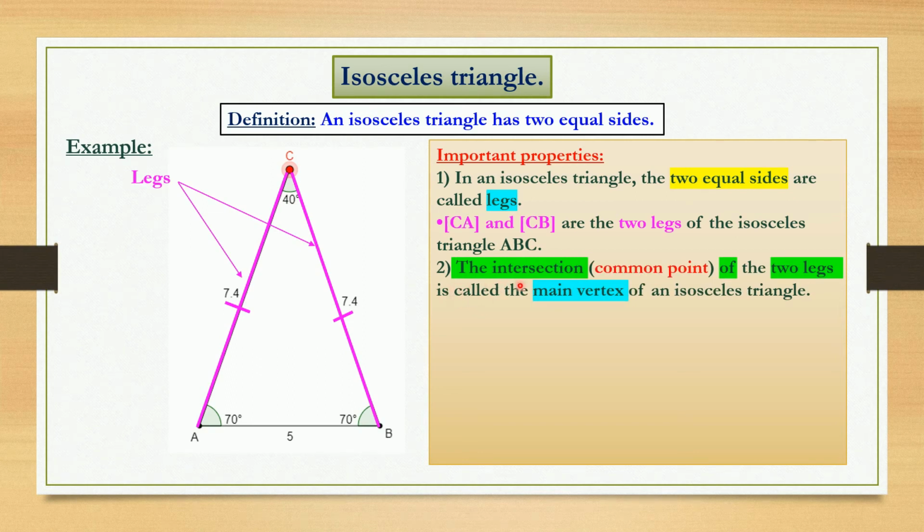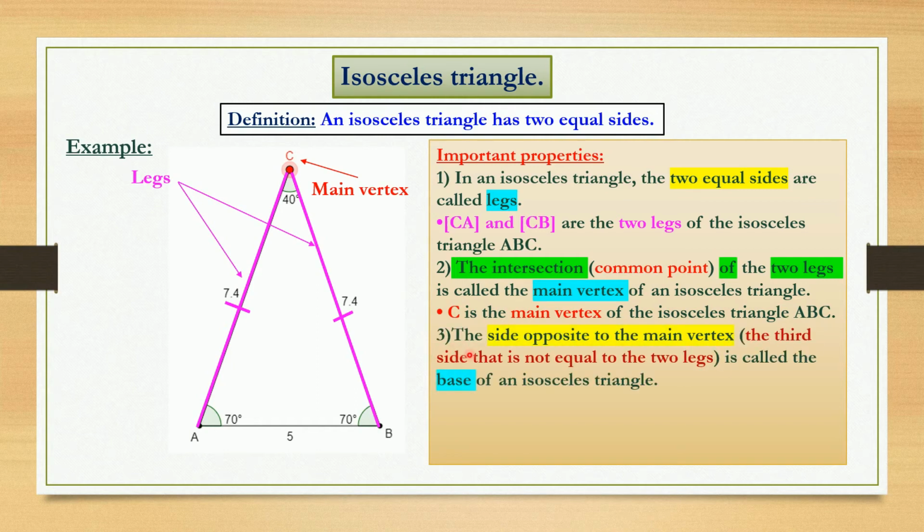Second property, the intersection or common point of the two legs is called the main vertex of an isosceles triangle. Here, the two legs CA and CB meet at C. C is repeated in both names. It's their point of intersection. We call it the main vertex. Point C is the main vertex of this isosceles triangle ABC.